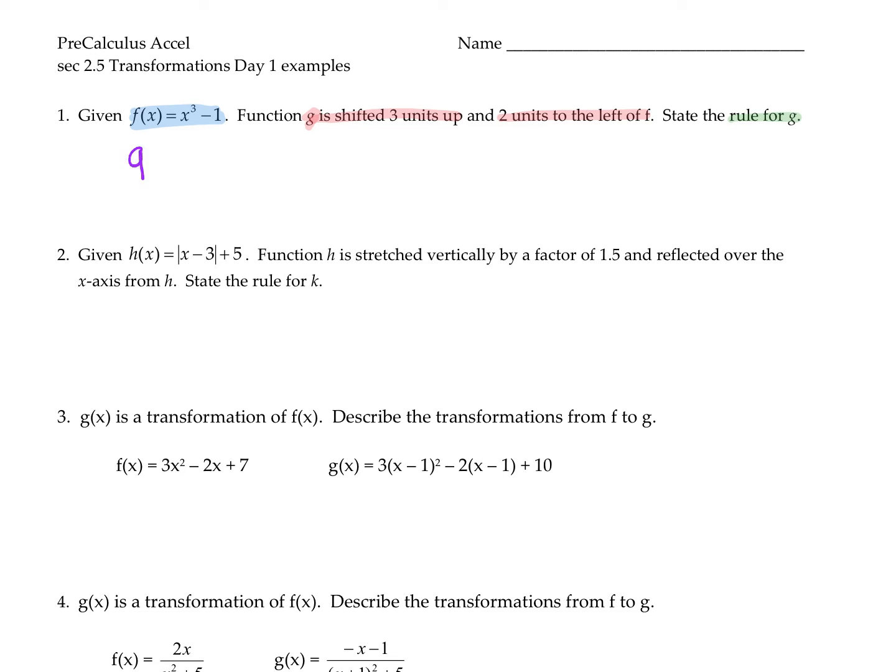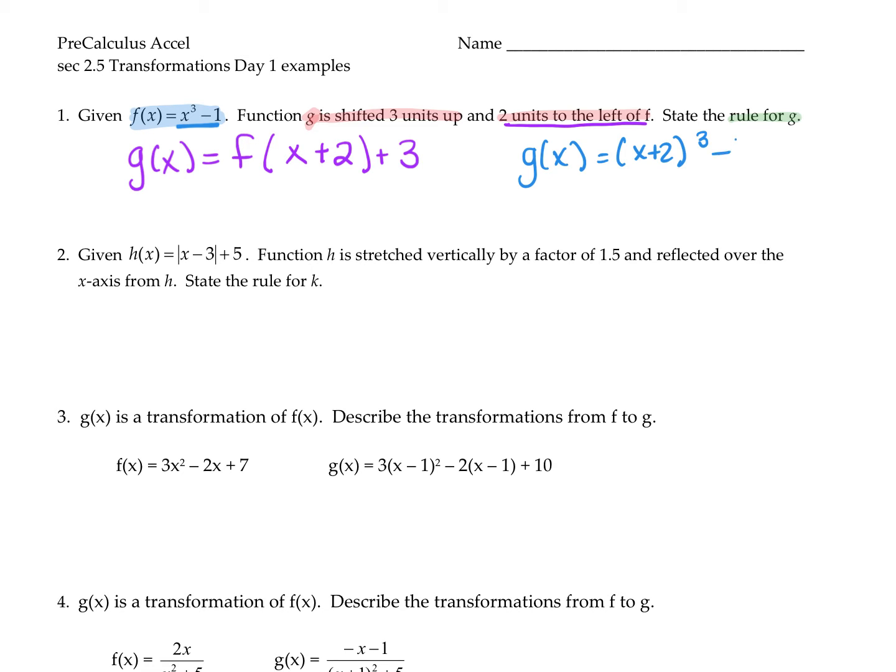So if I'm thinking about what g would equal in comparison to f, that means I shifted up 3, so shifting up 3 goes on the outside. 2 units to the left would mean x plus 2. So how does this compare to f now? Well, if f of x is x cubed minus 1, that means g of x would equal x plus 2 cubed minus 1 plus 3. Because what I did was I substituted an x plus 2 in for x into f.